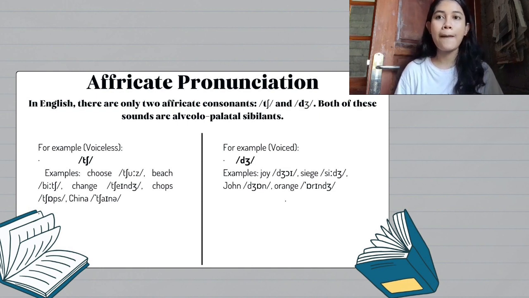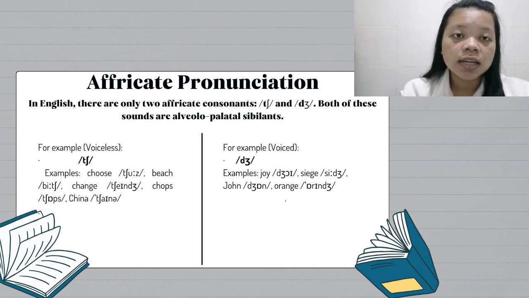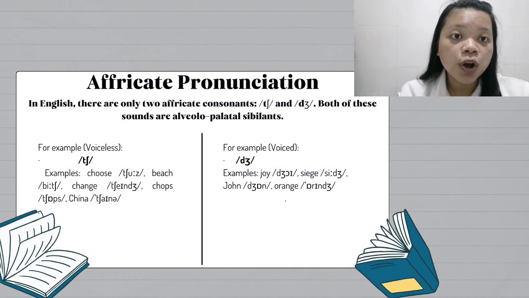When we try to say chains, chops, China, and so on. For the voiced example, you can pronounce like j, j. The word examples are joy, siege, jaunt, and orange.